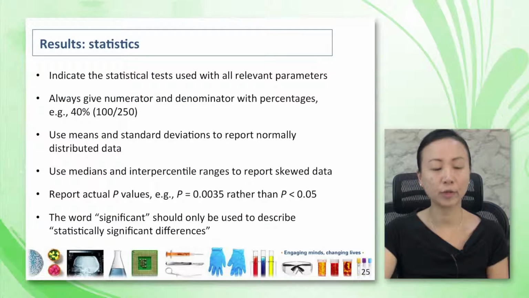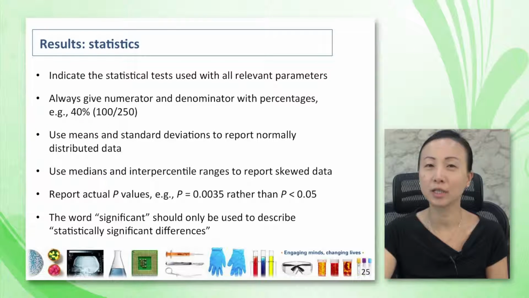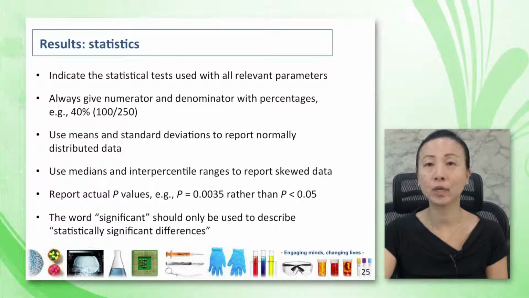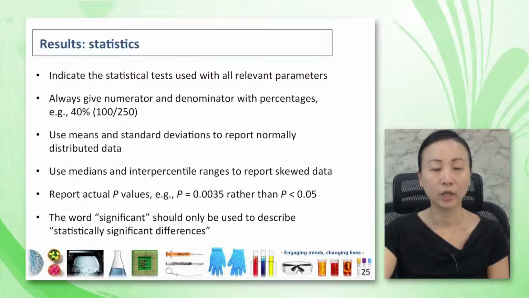Here are some good general principles to follow when presenting the results of statistical analyses. Indicate the statistical tests used with all relevant parameters. When giving percentages, always provide the numerator and denominator in parentheses. Use means and standard deviations to report normally distributed data, and medians and interpercentile ranges to report skewed data. Report actual p-values. And finally, take care that you use the word significant to describe statistically significant differences only.